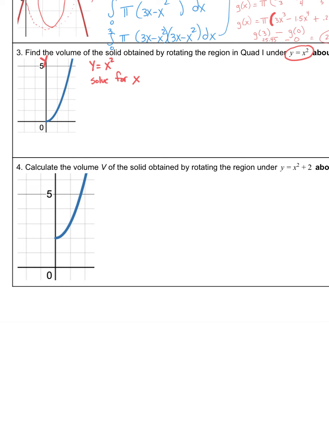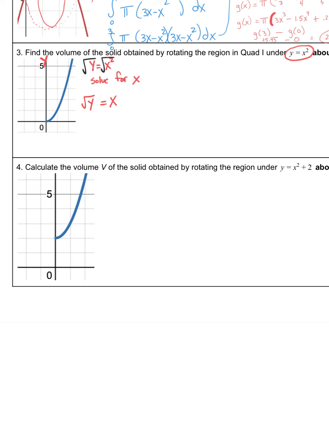So this is a pretty simple one. To solve this for x, we simply take the square root of both sides. So the square root of x squared is just x. So x is equal to the square root of y. So that's the first thing you want to do.